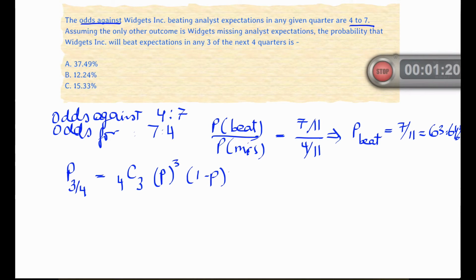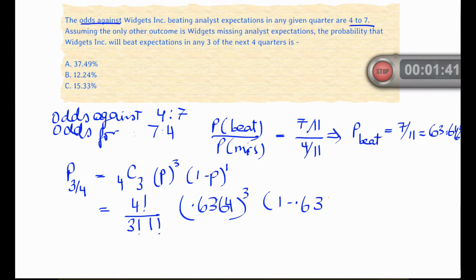The probability of exactly 3 successes in 4 trials, in other words, the likelihood that Widgets Inc. will beat expectations in any 3 of the next 4 quarters, equals 4C3 multiplied by the probability of beating expectations in any given quarter, raised to 3, multiplied by the probability of missing in any given quarter, raised to 4 minus 3, or 1. We plug in the numbers and we get a probability of 37.49%.